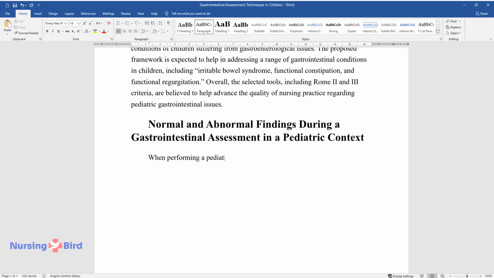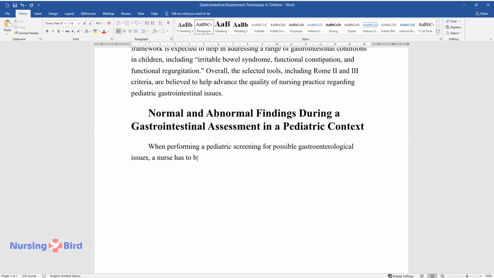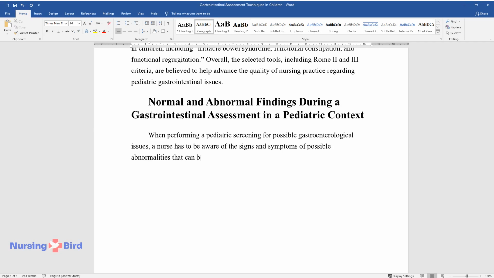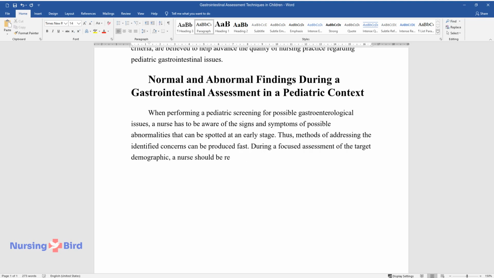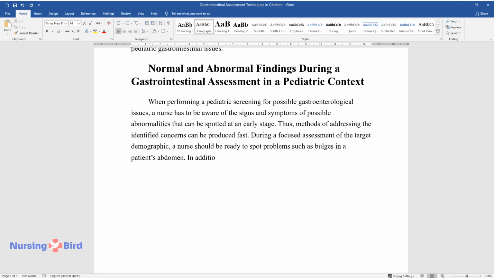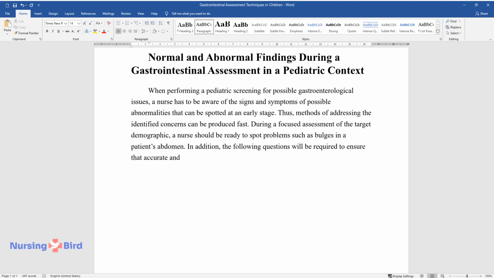When performing a pediatric screening for possible gastroenterological issues, a nurse has to be aware of the signs and symptoms of possible abnormalities that can be spotted at an early stage. Thus, methods of addressing the identified concerns can be produced fast. During a focused assessment of the target demographic, a nurse should be ready to spot problems such as bulges in a patient's abdomen. In addition, the following questions will be required to ensure that accurate and relevant data is collected.